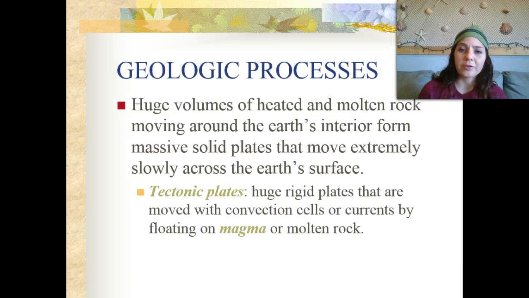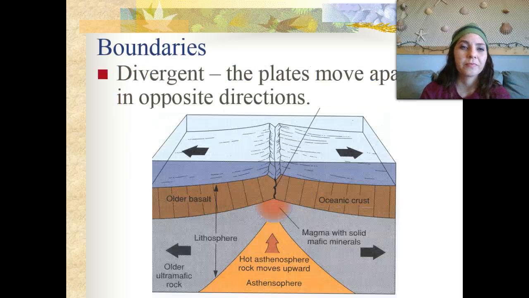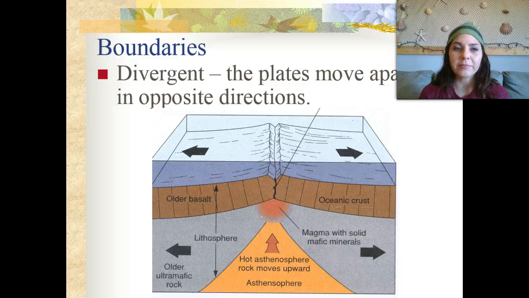So we have huge volumes of heated and molten rock moving around the Earth's interior, and they form those massive solid plates that move very, very slowly across the Earth's surface. The tectonic plates are basically huge rigid plates that are moved with the convection cells or currents by floating on the magma or the molten rock. So there are different types of boundaries.